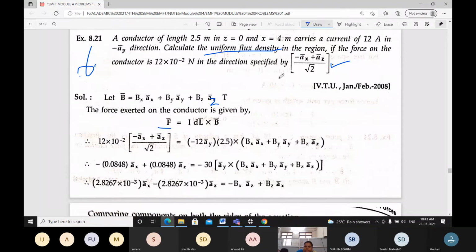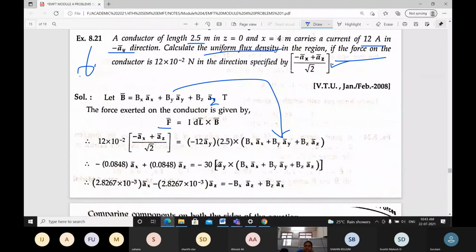We know what the force is, you just multiply here 12 into 10 raised to minus 12 into minus AX plus AZ divided by square root of 2. I is nothing but 12 in the minus AY direction, for that it is minus 12 AY, and dl in meters is given as 2.5, cross with B, which you have to substitute as it is. Then multiply here 12 divided by square root 2, it's taken here. Then it has minus 0.0848 AX plus the same 0.0848 AZ.